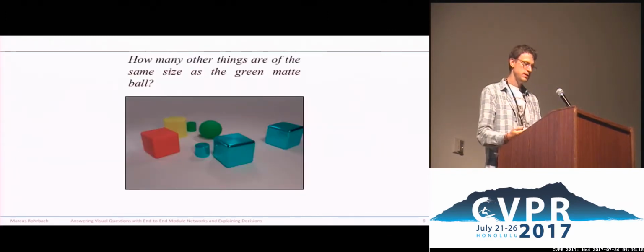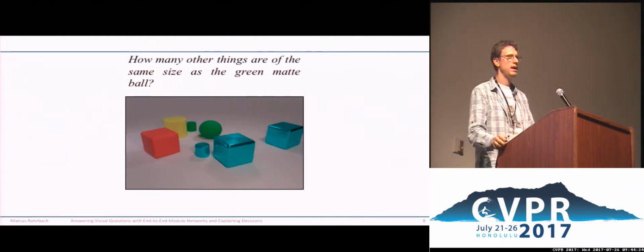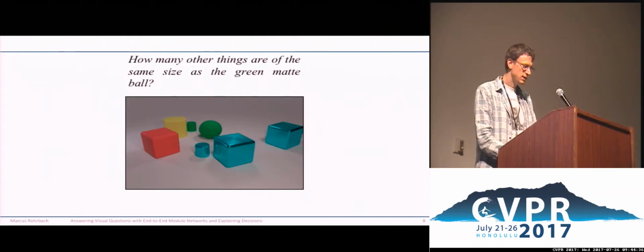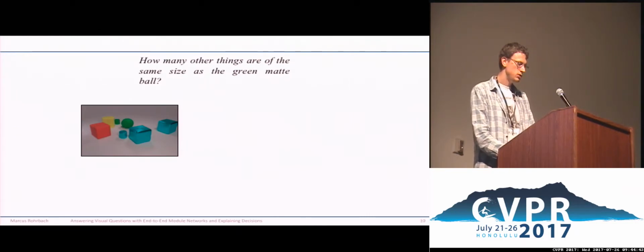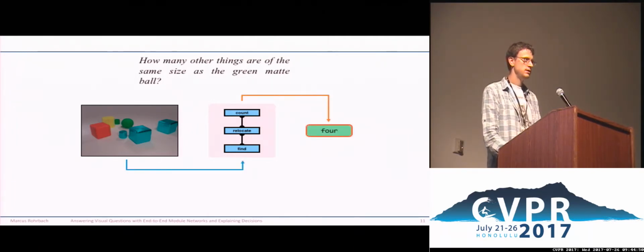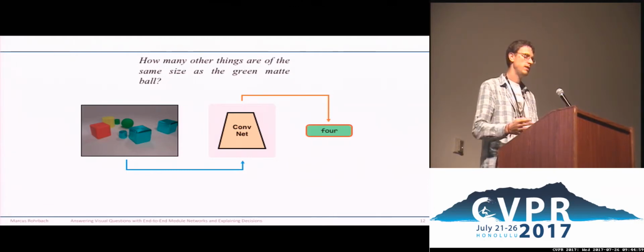So the problem is, for example, such as this one on the CLEVR dataset, which has very complicated questions. So that's why it's an interesting test bed for our algorithms. For example, here: how many other things are of the same size as the green matte ball? And how do we want to do it? We want to predict a neural network which consists of different components, and then execute this neural network to answer this question. And all of these components are basically small neural networks which we put together, then execute jointly.